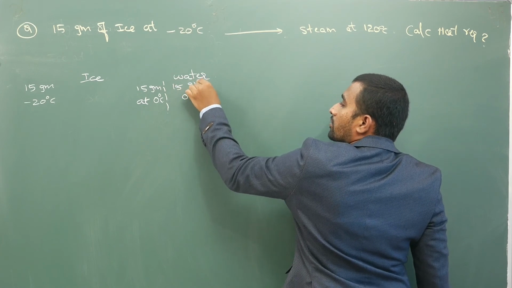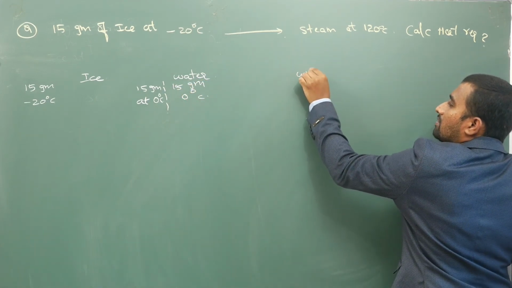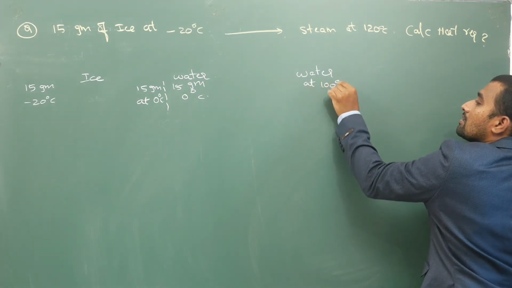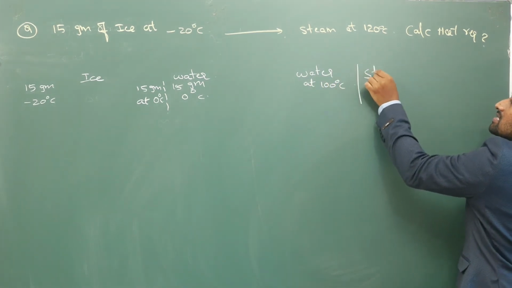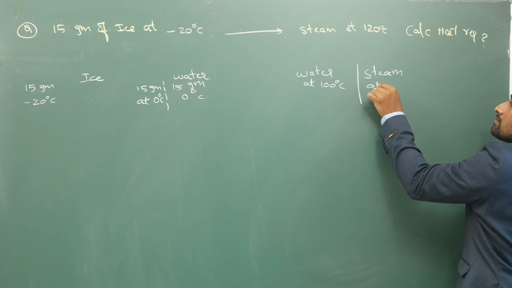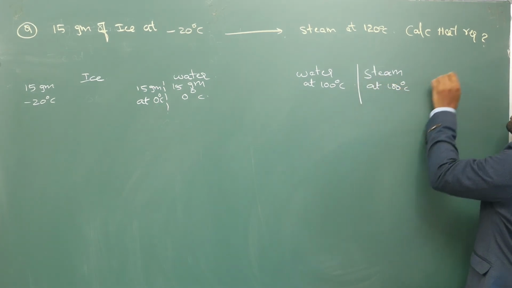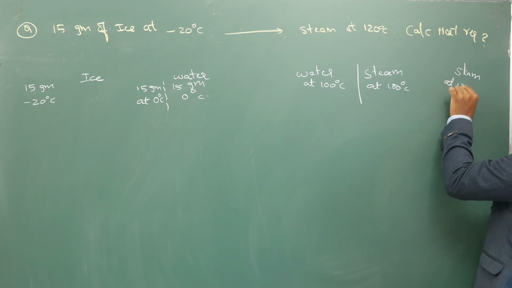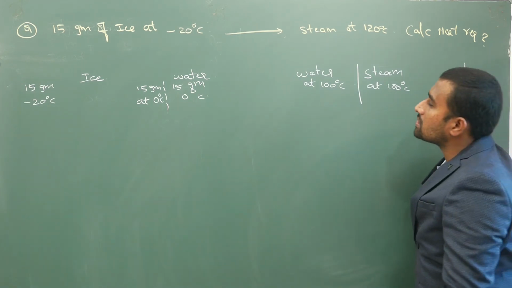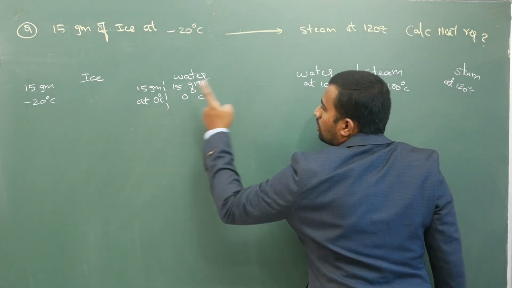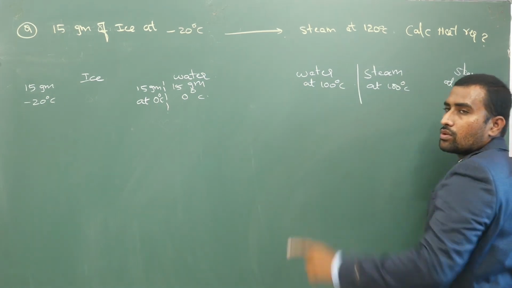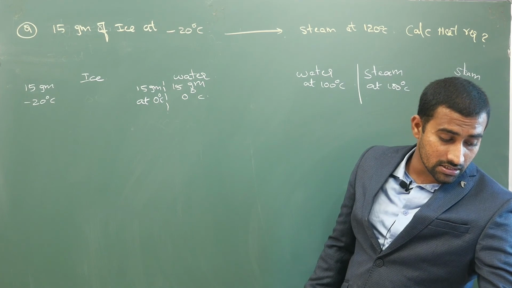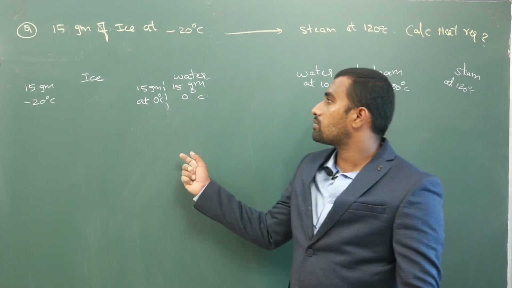Mass is not going to change. Then it will come to water at 100 degrees centigrade, followed by steam at 100, then followed by steam at 120. So it undergoes, from ice to water, water to steam, totally different stages like this when it is transforming.